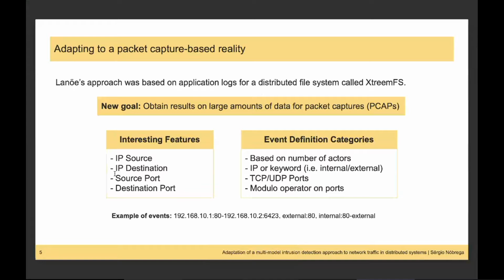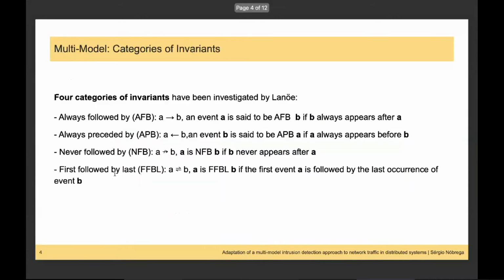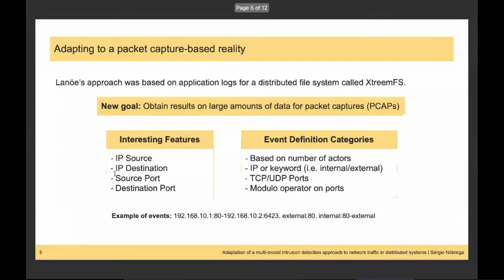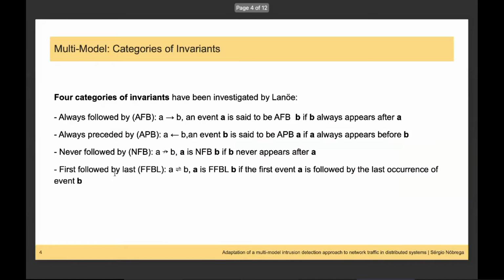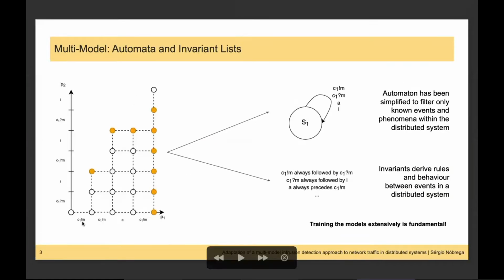David did an implementation of all these models, so both the automaton and the invariant models, on a file distributed system called XtreemFS, and he used very simple notions of messages. So the type of events that he used was, as you can see here, the sending of a message through a given channel or given certain IDs to processes like A or B or C.